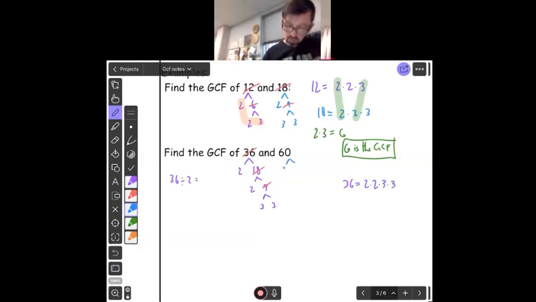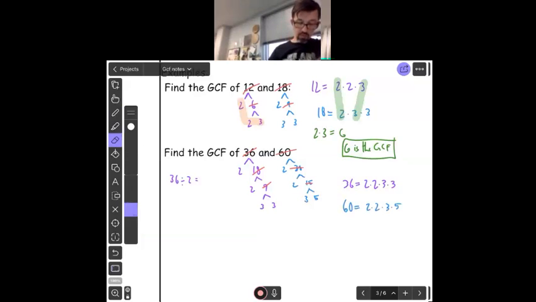60, it's 2 times what? 30. 30 is not prime. 2 goes into 30 how many times? 15. 15 is not prime. 15 is 3 times 5, right? So those are all prime numbers. Those are gone. So 60 equals 2 times 2 times 3 times 5.